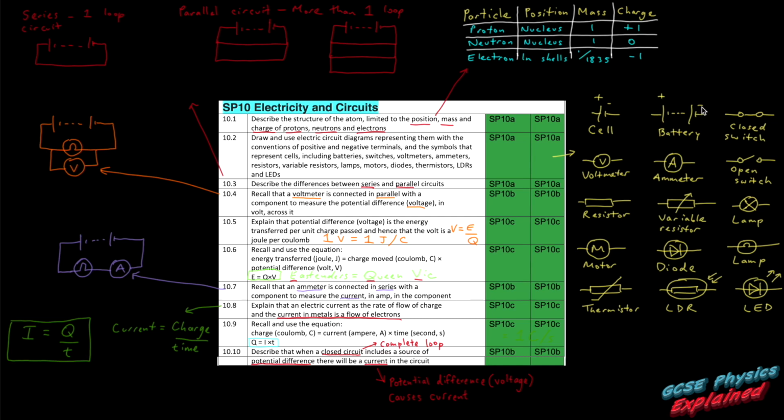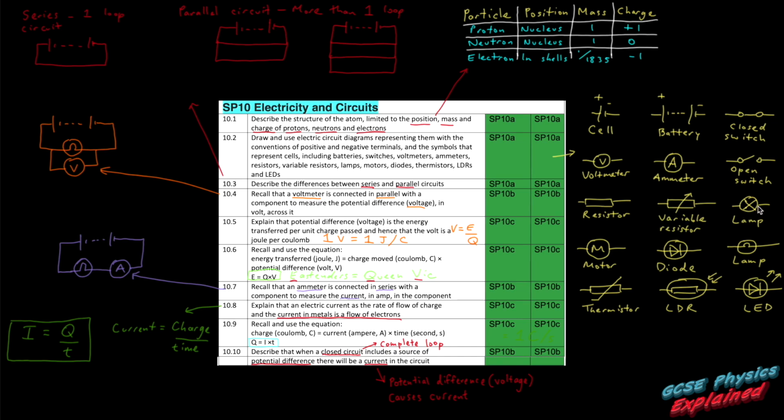Closed switch, Harry Potter's glasses. I've got a nice video that goes over all of these. Voltmeter is a circle with a V, it measures voltage. Ammeter is a circle with an A, it measures current. Open switch is Harry Potter's broken glasses. Resistor is just a box. Variable resistor is just a box with an arrow through. I like to think of the arrow there as like an upside down V, V for variable.